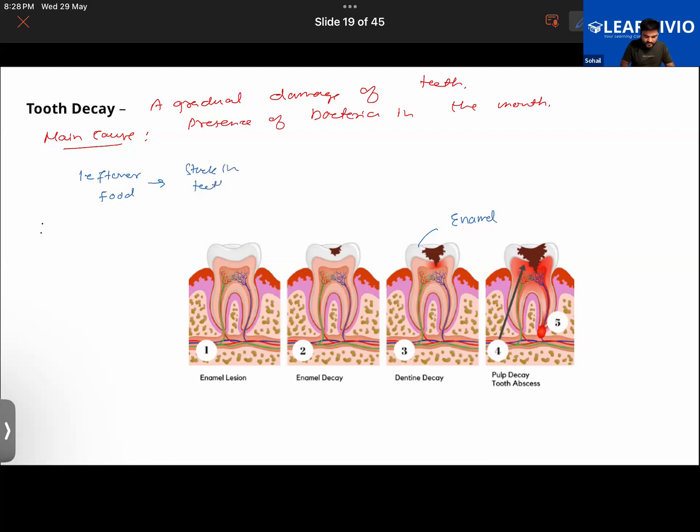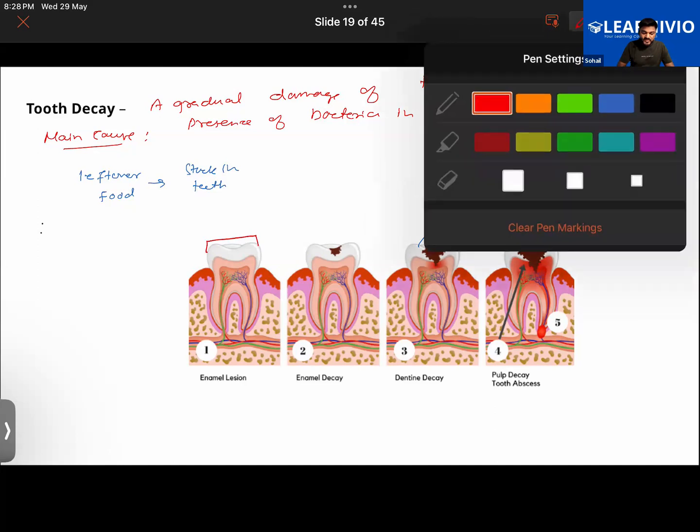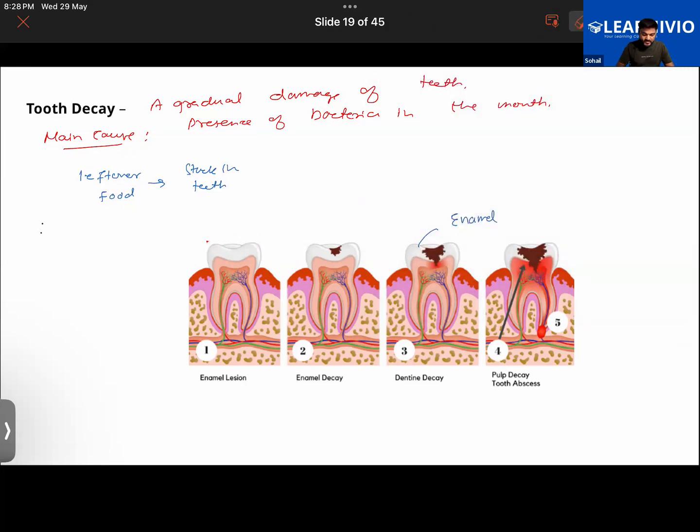in the teeth. If you were to look at the surface of the teeth, it is not very flat. It is kind of curved like this. So since it is curved, food particles can get stuck here, like this particle got stuck over here, and infection started to spread.